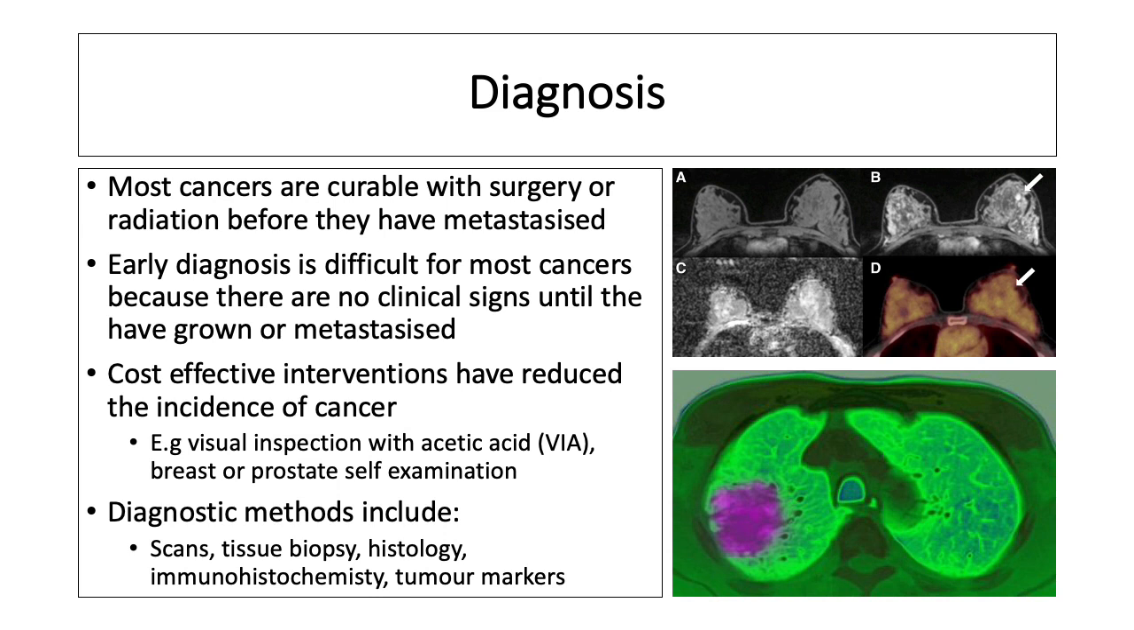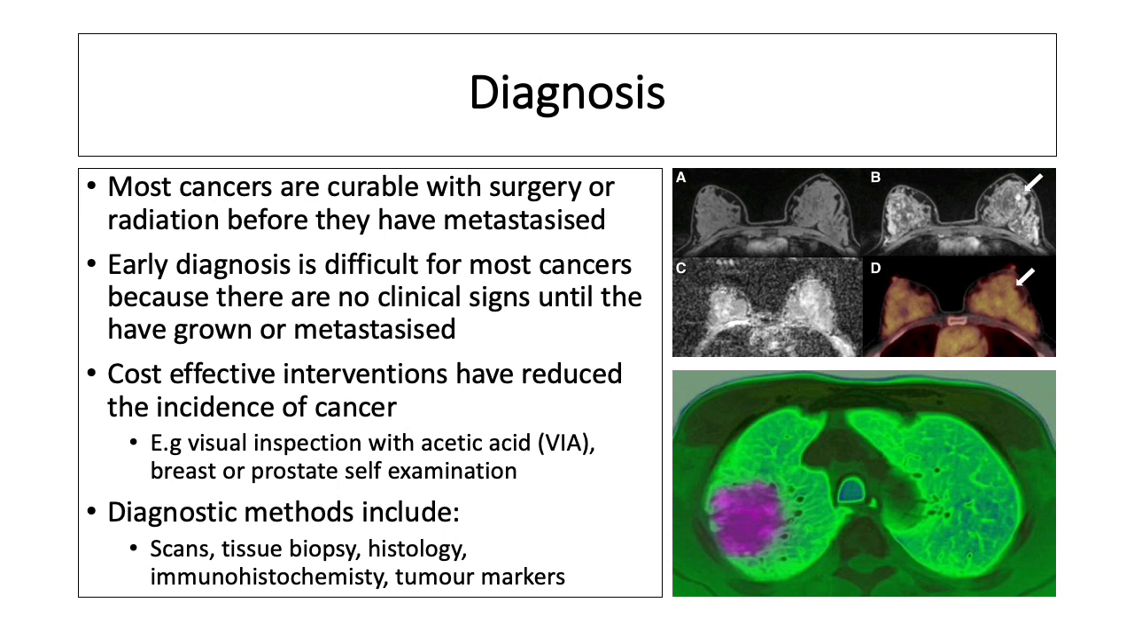Other methods of diagnosis include visual inspection with acetic acid. If it's the breast, you can have breast self-examination. Prostate self-examination is not that easy; you probably need to go to a doctor to do it. With regards to diagnosis, like I said earlier, if a cancer can be caught early, ordinarily it can be dealt with. Most cancers are curable by surgery or radiation before they've metastasized. Early diagnosis is difficult for most cancers, because as they start, they have no clinical signs until they've grown or metastasized to other body parts.